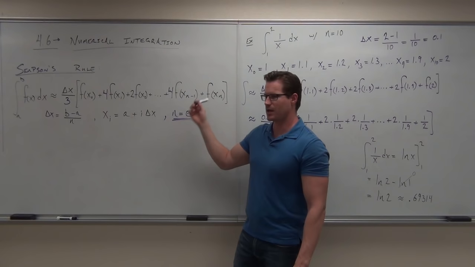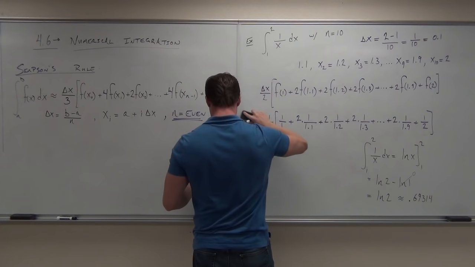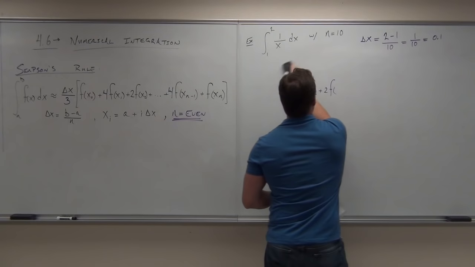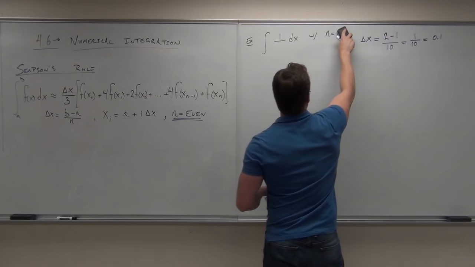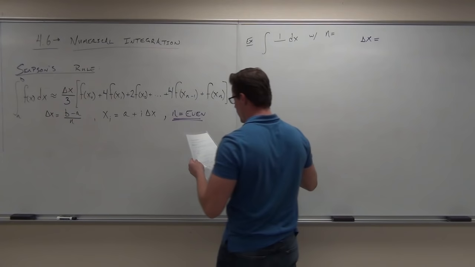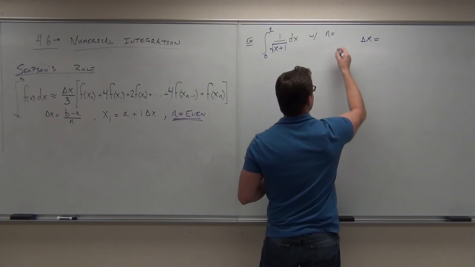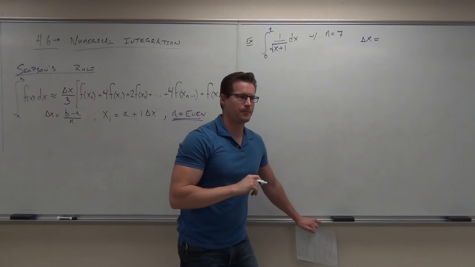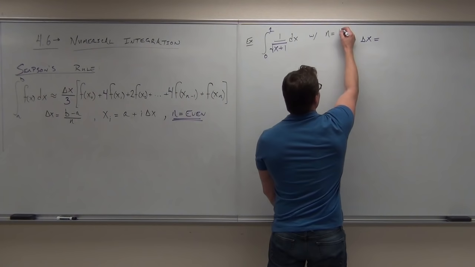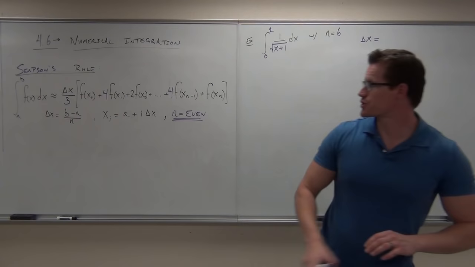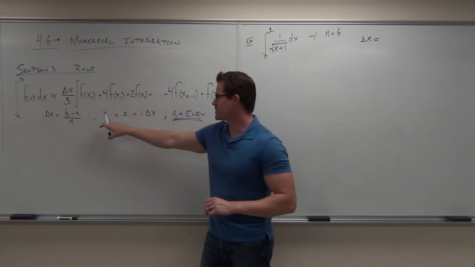So let me change this just a little bit. About 1 over the square root of x plus 1 from 0 to 2 with n equals 7. Is that okay? No. Why not? It has to be even. Fine, you sticklers. n equals 6. Go through the same way that you would normally do the trapezoidal rule, only now we're just going to plug it into a different formula. The delta x is calculated the same way. The x sub i's are calculated the same way. It just has to satisfy that n is even, okay?